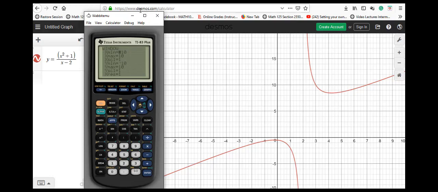You can also go to a different website like this one here, www.desmos.com/calculator, and enter the function and you can see a graph. Also, when you use these tools to show the graph on your calculator, you don't see the asymptotes.